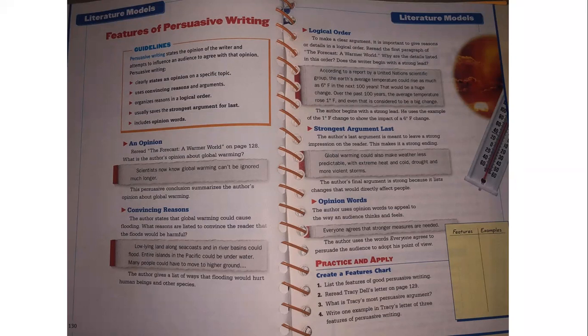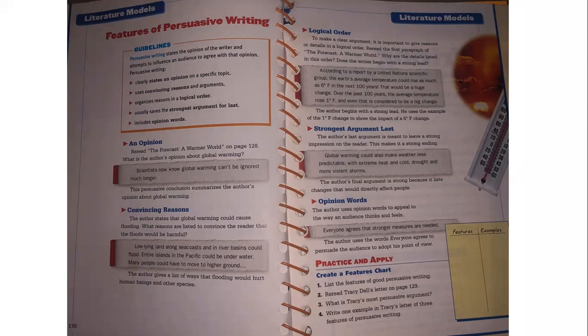Okay, so the author here begins with a strong lead. He says first that it could rise as much as 6 degrees in the next 100 years, and this would be a huge change because over the past 100 years, it only rose 1 degree, sorry, 1 degree Fahrenheit, and that was a big change.